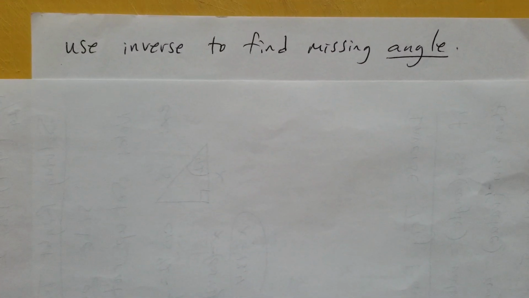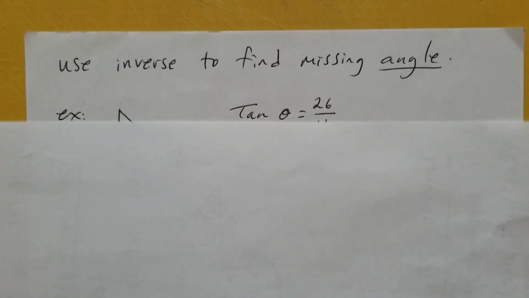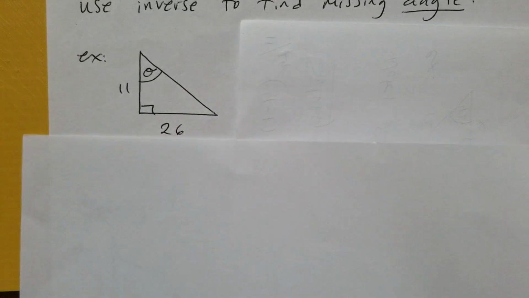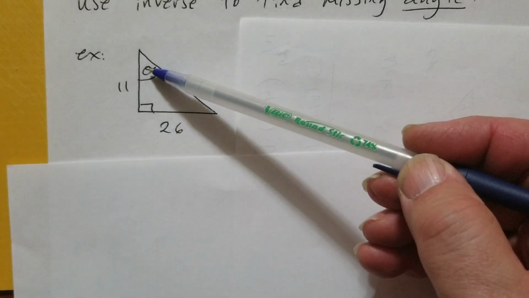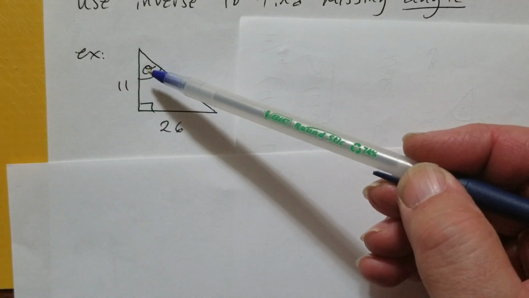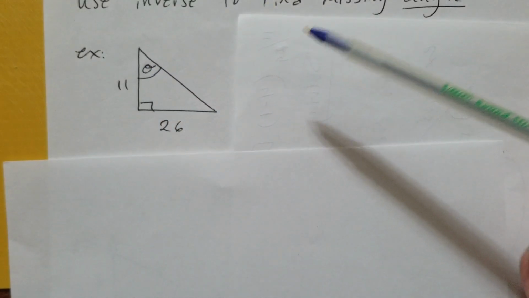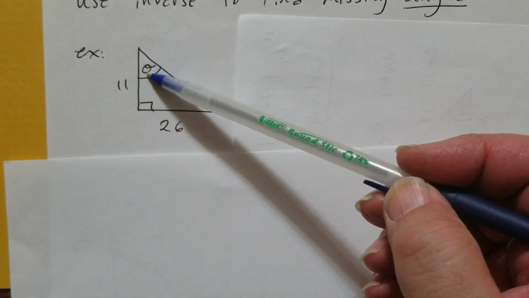So we use the inverse to find the missing angle. We didn't use the inverse so far. I showed you what the inverse was, but we didn't use it yet. We use it to find the missing angle. So look at this. By the way, I've seen some books call the angle x, but we don't use x and y and z for angles. We use Greek letters. It's tradition. So this is the Greek letter theta. We reserve that for angles.